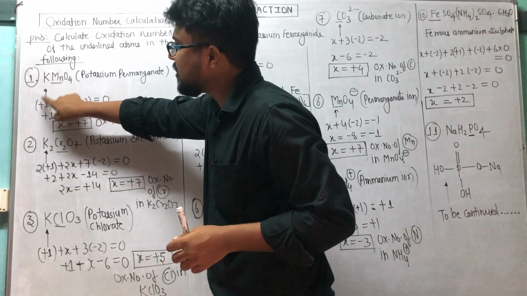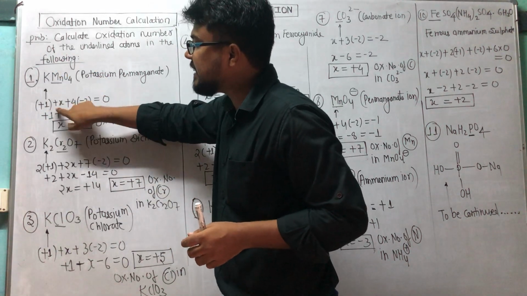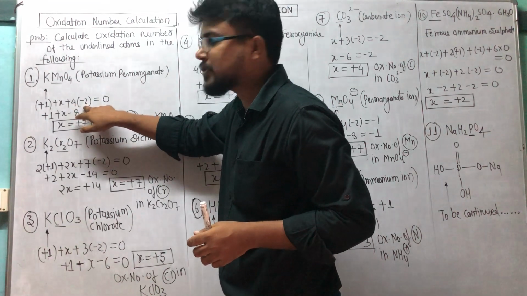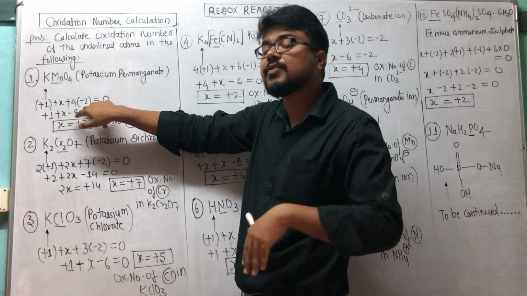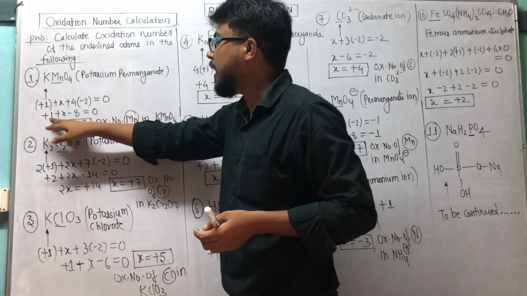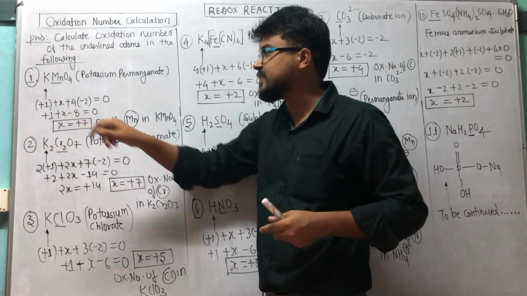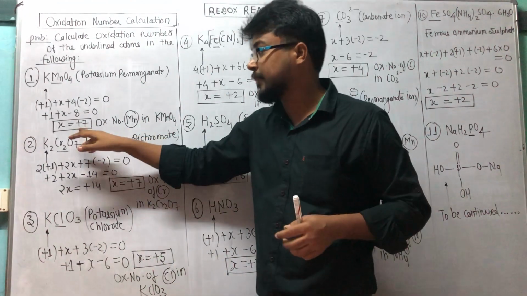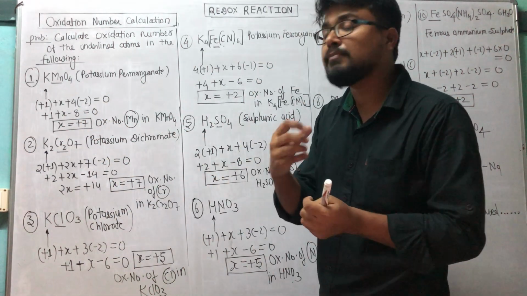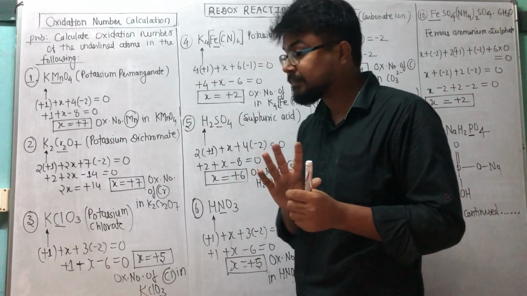So for potassium it is +1. For manganese it is X because I have to calculate. For oxygen it is -2 because I consider it a normal oxide, and there are 4 oxygens. So the equation is +1 plus X minus 8 equal to 0. The answer will be +7. This +7 is the oxidation number of Mn, manganese, in KMnO4.